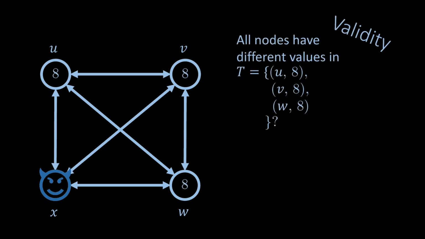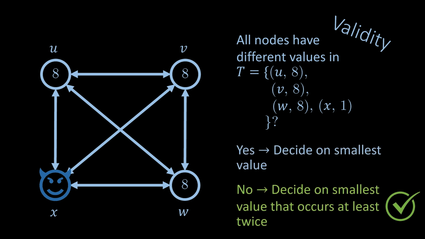What about validity? We need to show that, if all correct nodes start with the same input value, then they will decide on this value. In this case, every correct node receives the input value at least 3 times. If the value of node X is different, it may be added to T as well, but it is the only node with this value. Now we see the reason for the complex rule that specifies how we determine what value to decide on. The correct node's input value appears more than once in T, and it is the only value that appears more than once, so all correct nodes agree on this value as desired.